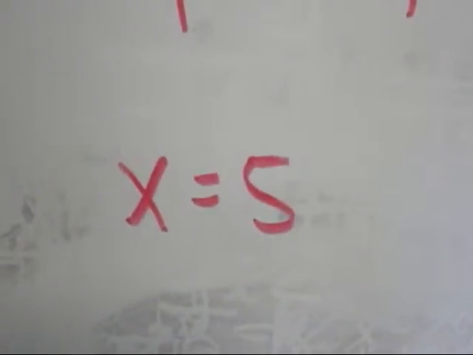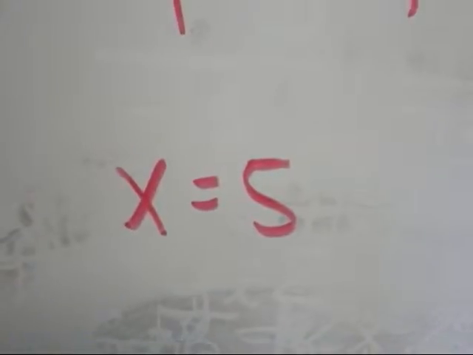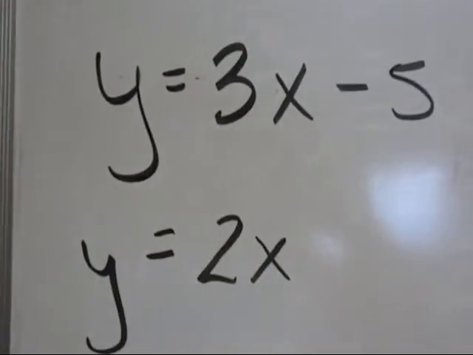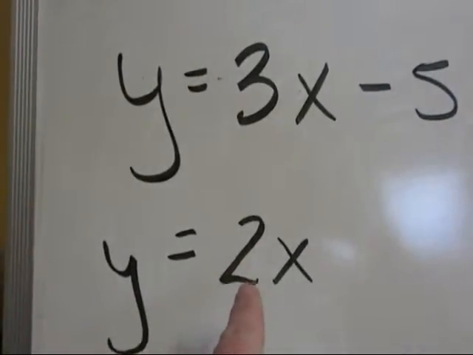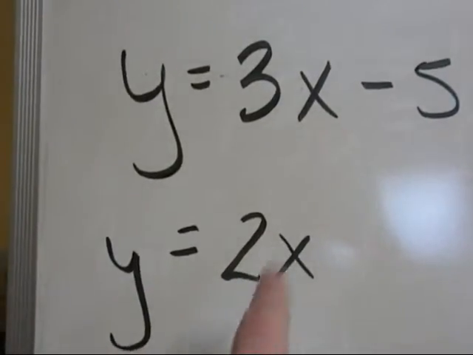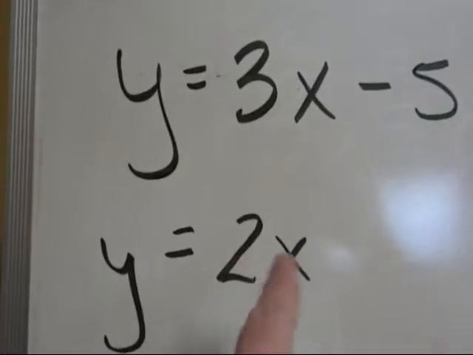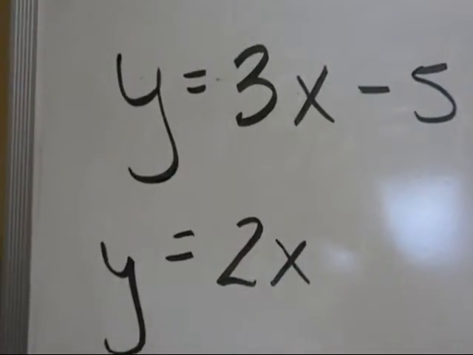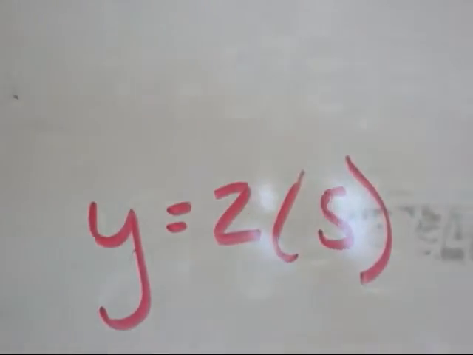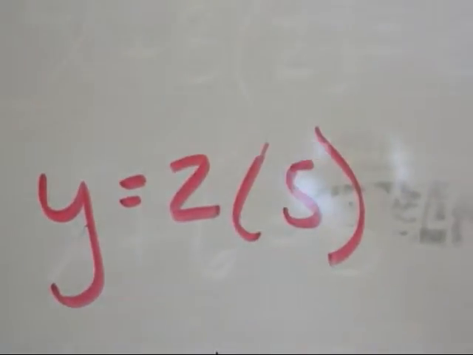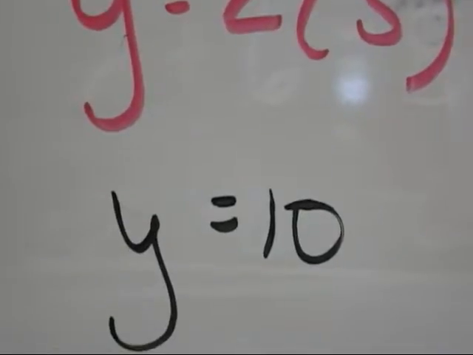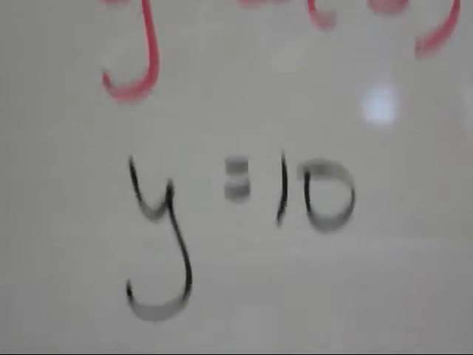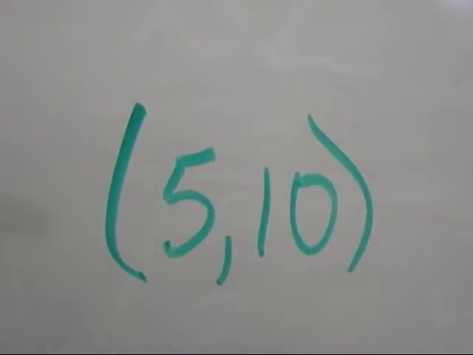Now I need to decide, which of these two equations do I want to plug that into? The second one is shorter, so I'm just going to plug in a 5 right here. What does it mean again when things are side by side? That's right, we're going to multiply. So we need to do the problem y equals 2 times 5. Therefore, y is 10. Finally, as a coordinate pair, our solution is 5, 10.